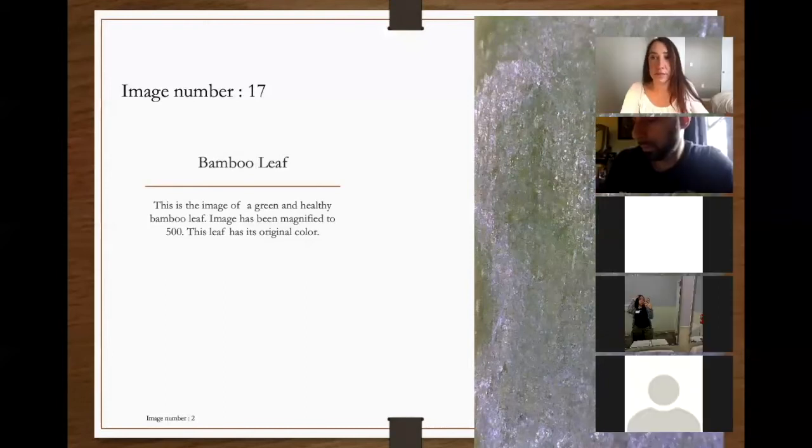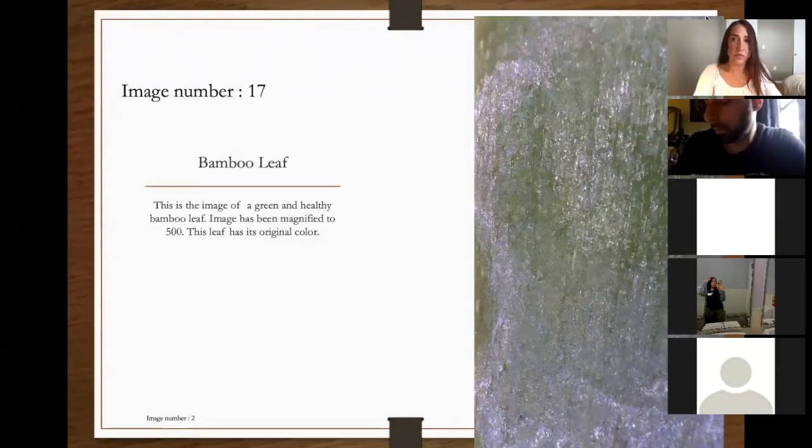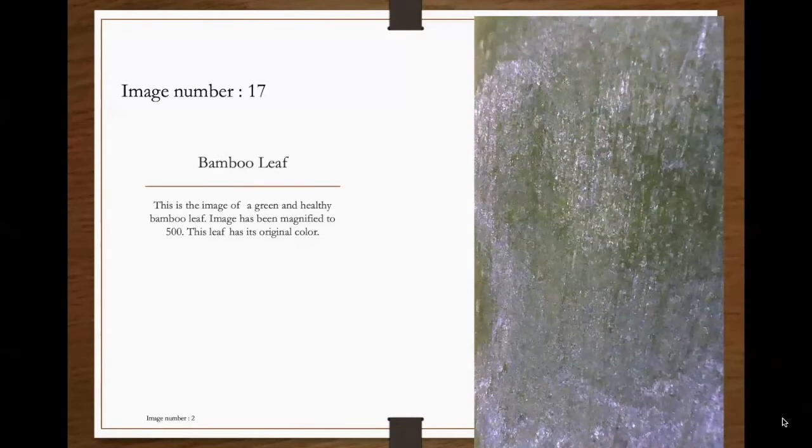This first picture is of a bamboo leaf, and it's basically a green, healthy bamboo leaf. It was magnified for, I think it was about 500x. And this is the original color, how I zoomed in, which has not been changed. And yeah, next.